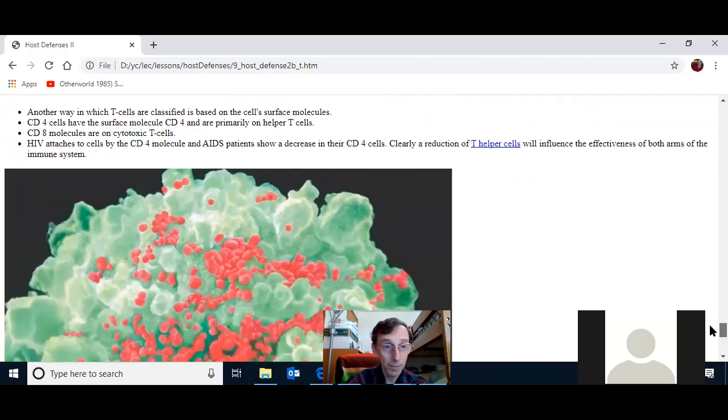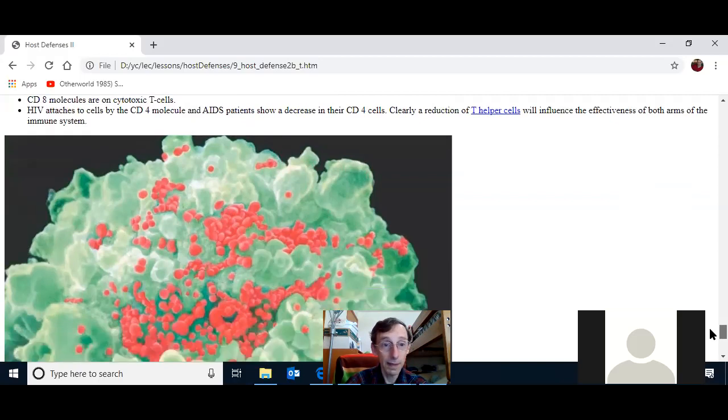If a T cell has a cell surface molecule that we call CD4, this is primarily a helper T cell. And if the T cell has a cell surface molecule which is CD8, then this is a cytotoxic T cell. So you can divide T cells by their surface molecules. And the surface molecule is just another way of saying this cell has a different function. CD4s are helper T cells, CD8 are cytotoxic T cells. Any question about that?